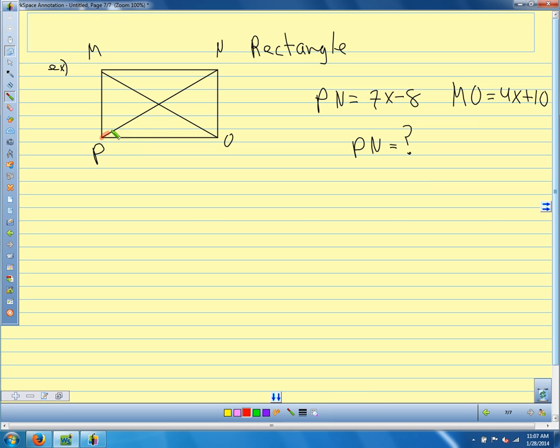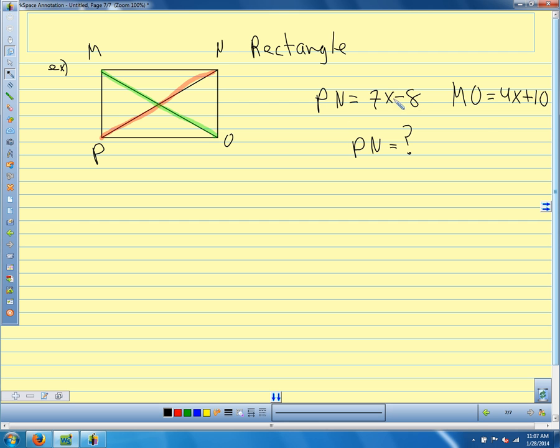So here's PN, and here is NO. What parts of the rectangle are those two? What do we call a segment that goes from corner to corner? If it was a rhombus, it would be angle bisectors. What's the more general name? The diagonal. The diagonal goes from corner to corner. What do we know about the diagonals of rectangles? They're congruent. The diagonals are congruent, so how can we write that as an equation?